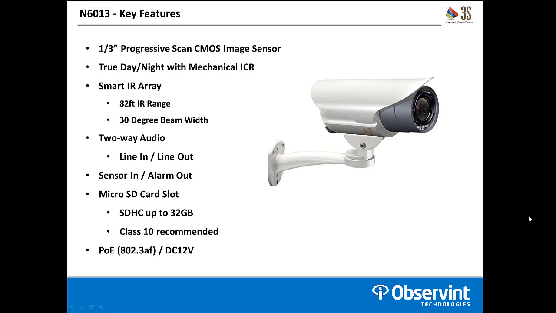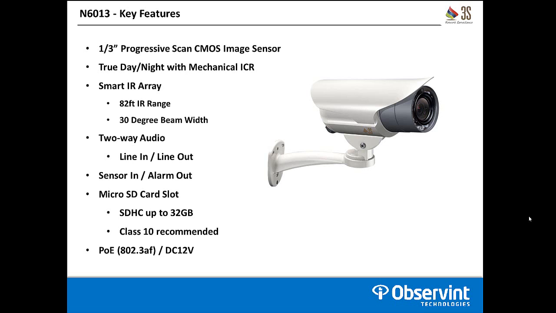Lastly, we're going to cover the N6013, which is a 5 megapixel bullet camera. This uses a 1/3 inch progressive scan CMOS image sensor as well. It is true day night with mechanical ICR, and it does have a built-in smart IR array for use in black and white mode. The max range on this model is going to be 82 foot for the IR beam, and it is a 30-degree width. It is smart IR array again, so it will actually back off that IR distance and maximum output as objects get closer to make sure you're not overexposing those objects.